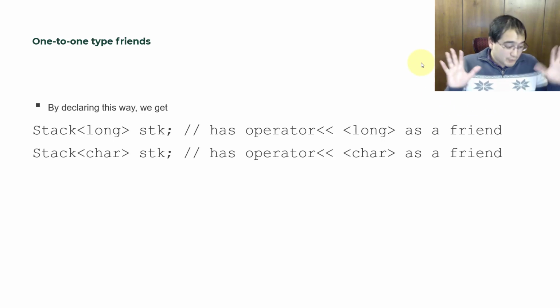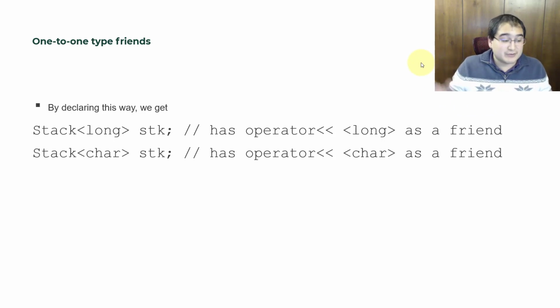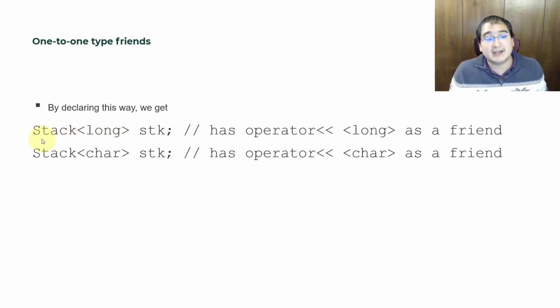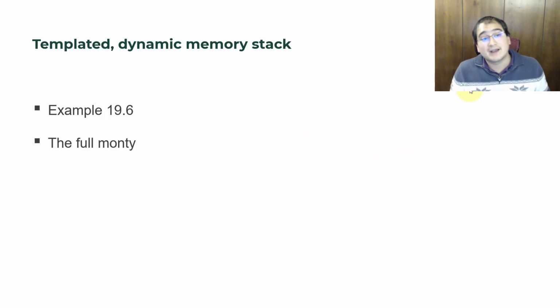Okay, well, regardless of which method you use, and once again, I'll show you examples using the stack classes, every time you make a templated version of the stack, every time you instantiate a stack of longs or stack of chars, you'll also get the custom friend function, like the operator less than, that works on stacks of characters or that works on stacks of longs. Okay, so let's show you those examples.